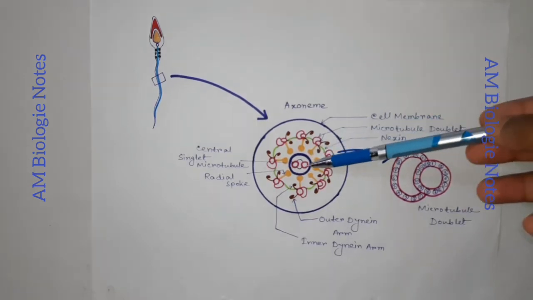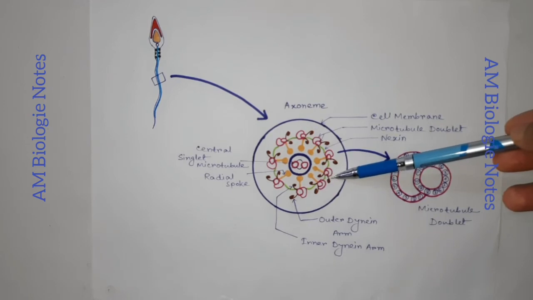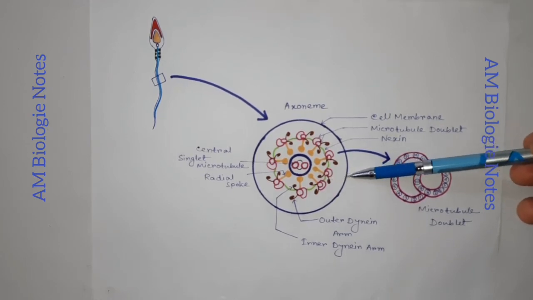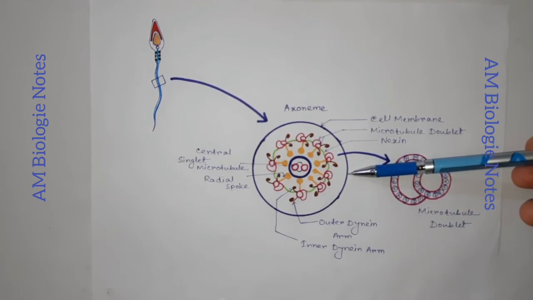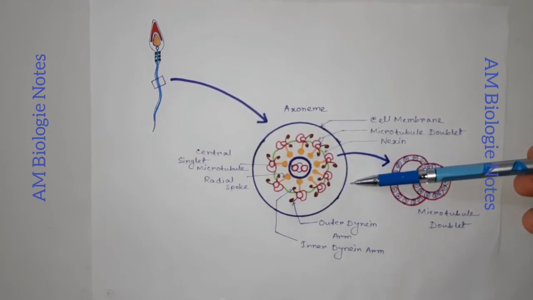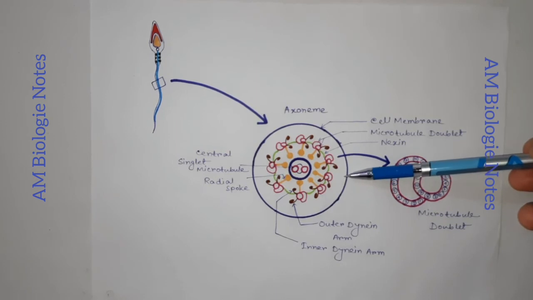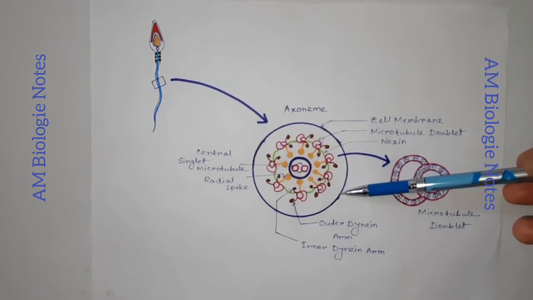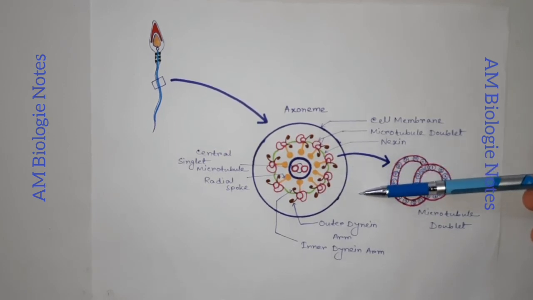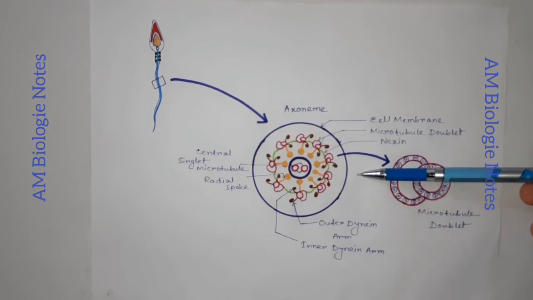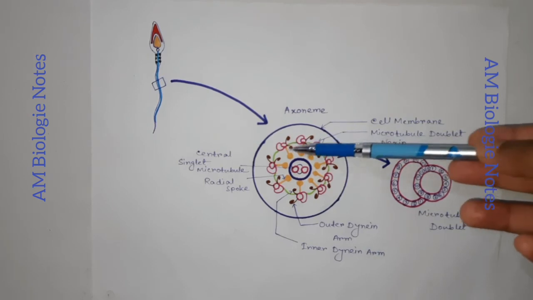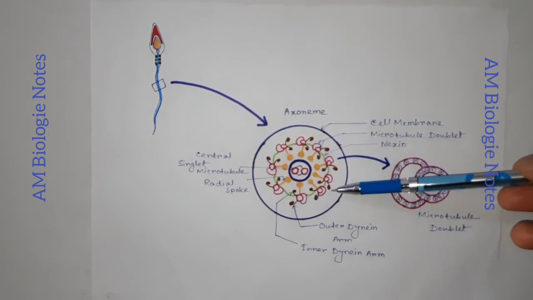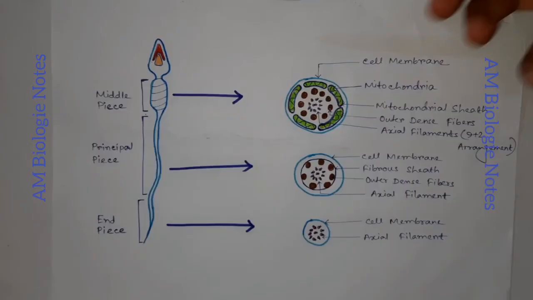The 9+2 microtubule arrangement with dynein arms has been conserved in axonemes throughout the eukaryotic kingdoms, suggesting that this arrangement is extremely well suited for transmitting energy for movement. Such an arrangement is present throughout the whole tail part, and this arrangement may be associated with some other components in the different parts of the tail.